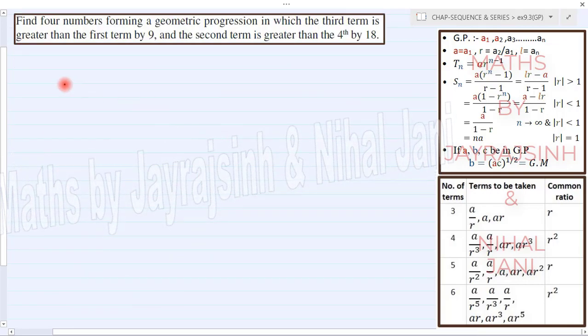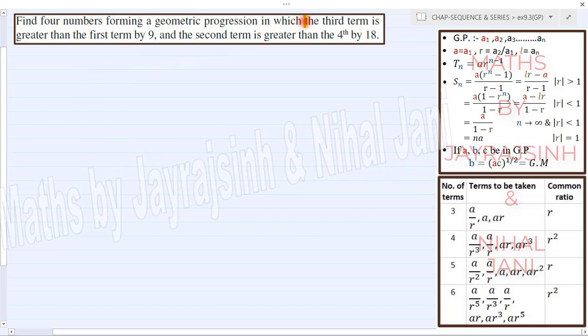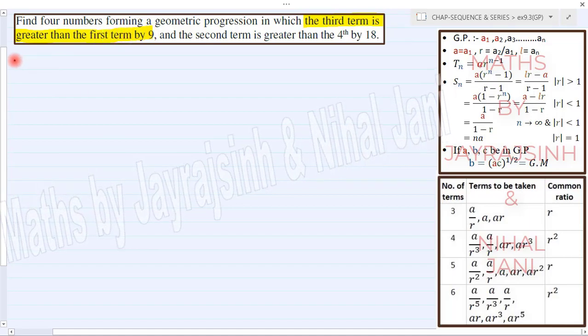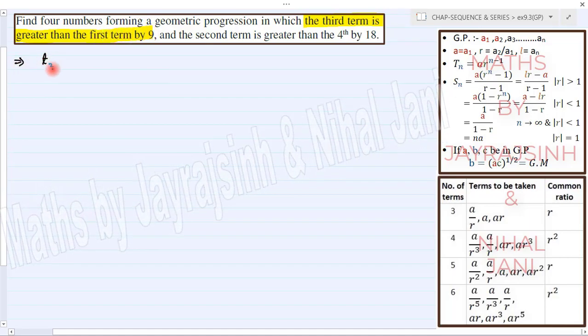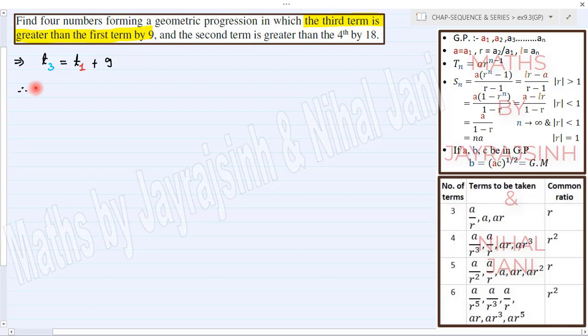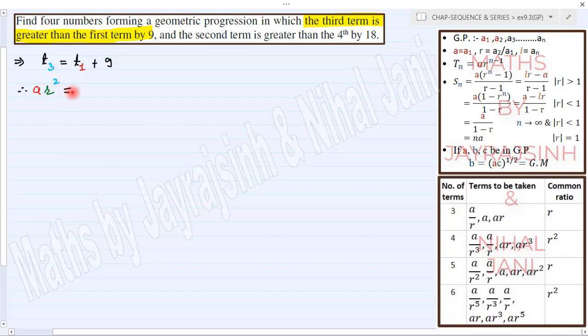In this question, it is given that 4 numbers form a GP, in which we have the first condition that the third term is greater than the first term by 9. So using the general formula of the nth term, we will get ar^(3-1), or we can say ar^2, equals a + 9.